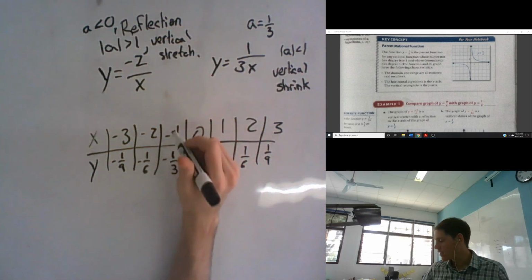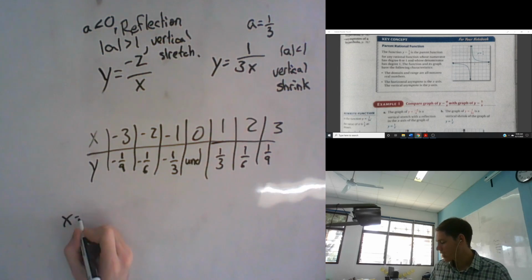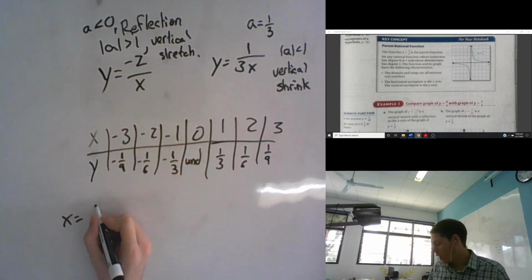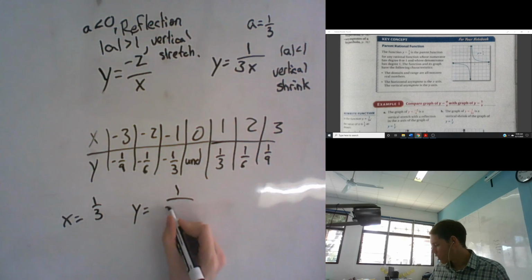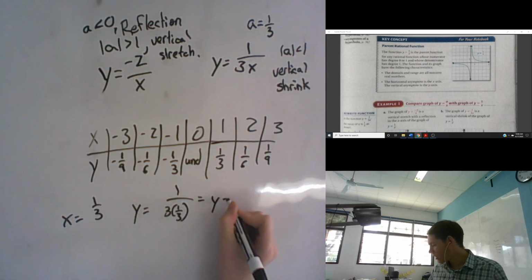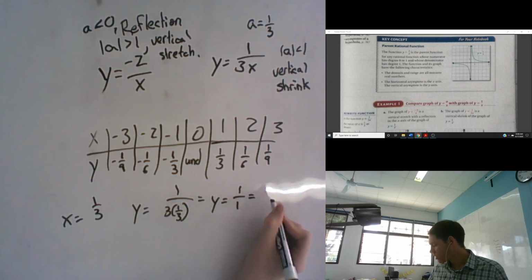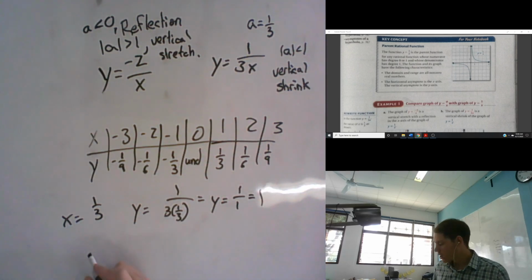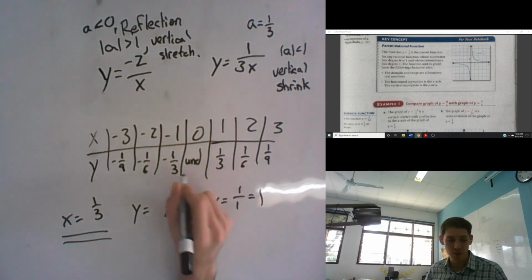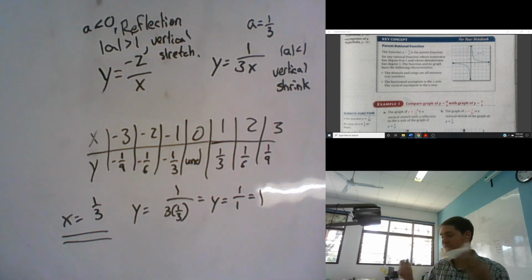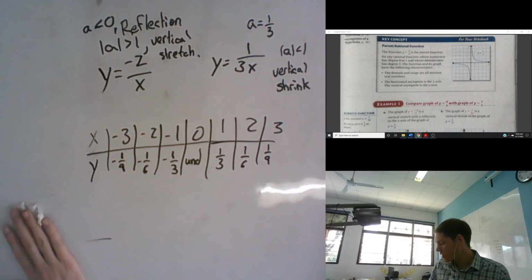So if you didn't want it, like, let me show you an example. What if x was, let's say 1/3. If x is 1/3, then y equals 1/3 times 1/3, which would equal y equals 1/1, y equals 1. Okay? So really, we would have had to use fractions here if we wanted our y values to be anything. So the difficulty is you're going to have to deal with fractions at some point. Okay?